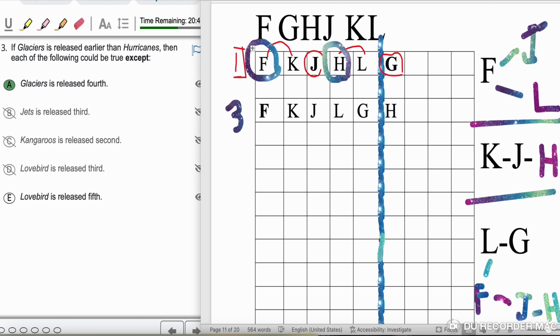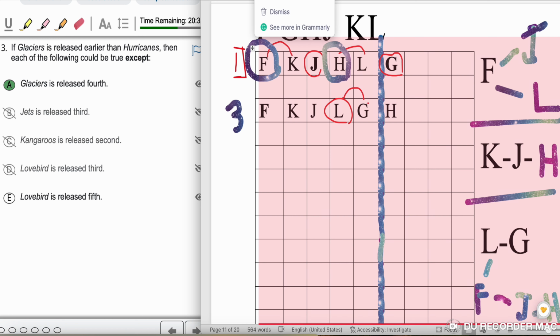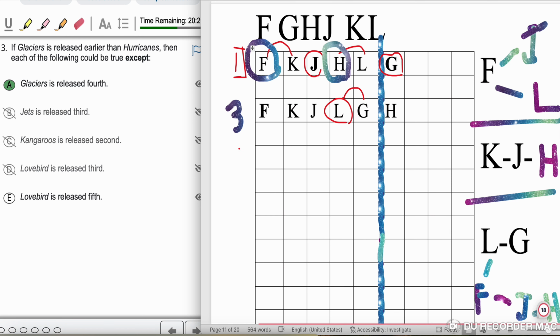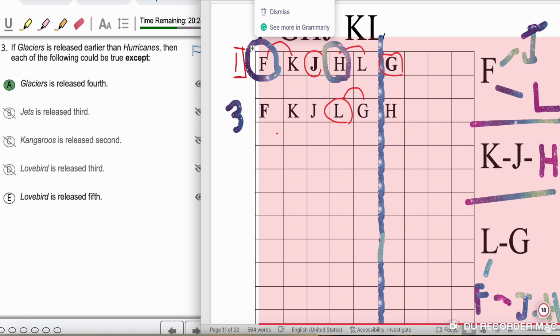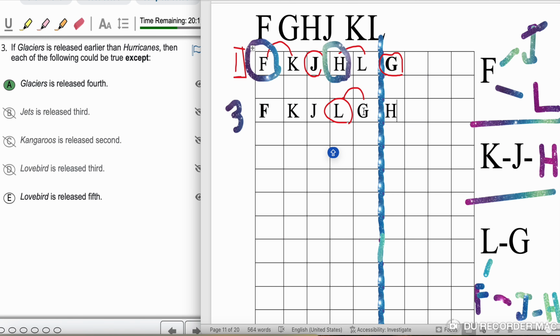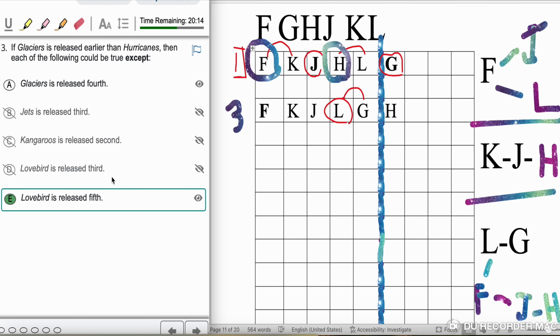If you think about it, L is going to have a hard time to go here. If we put L in this position, number 5, it leaves G to come before L, and that's not good. Also, if we put L in the 5th position, I don't see how G is going to be coming before H, because the last position is going to be for H, and then we put L. The G is not going to be allowed. So let's choose choice E. So answer E, L is released 5th.